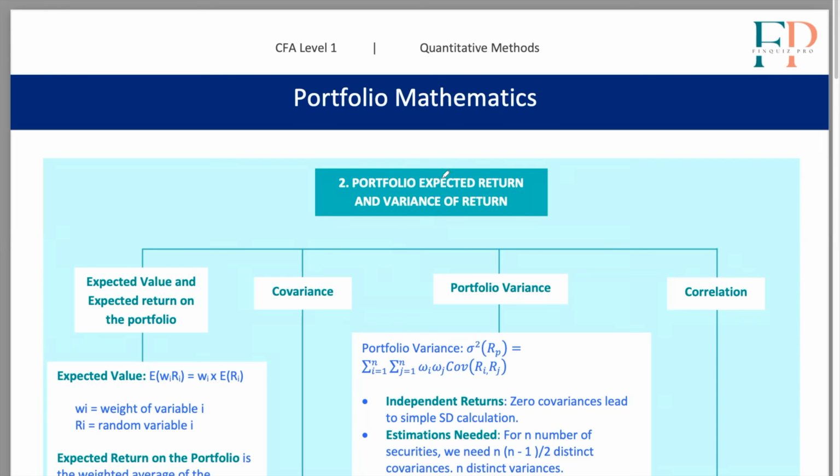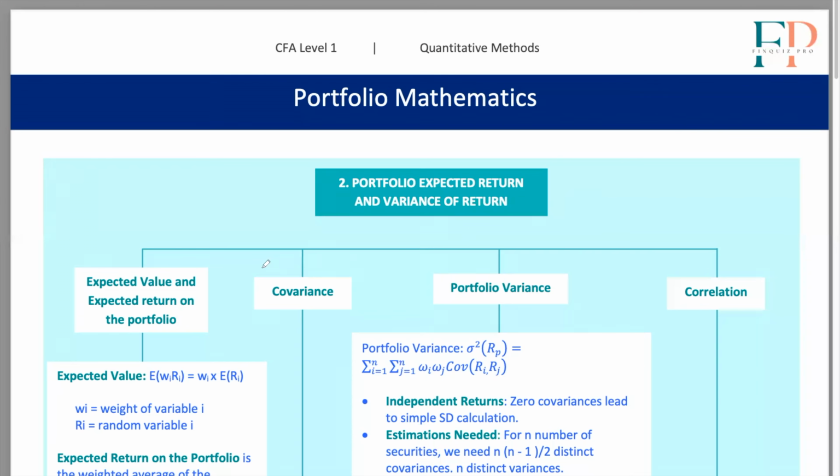All right, folks, welcome to today's session where we'll delve deep into the fascinating world of portfolio mathematics. This lecture is a crucial part of your quantitative methods learning module, specifically focusing on expected return, variance, covariance, and correlation. These concepts form the backbone of portfolio management, and mastering them is essential for excelling in the CFA Level 1 exam. So, buckle up and let's get started.